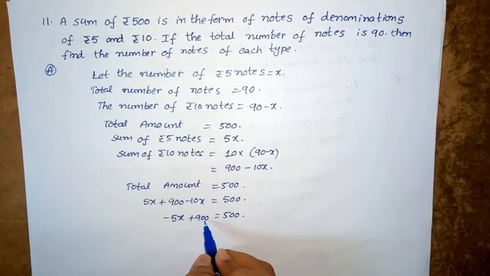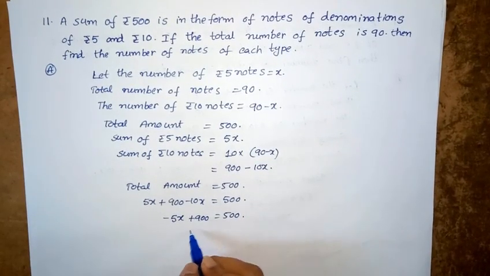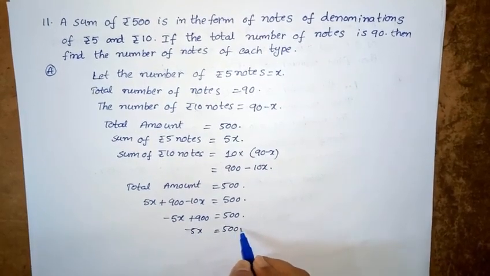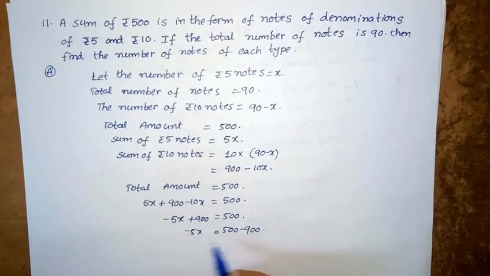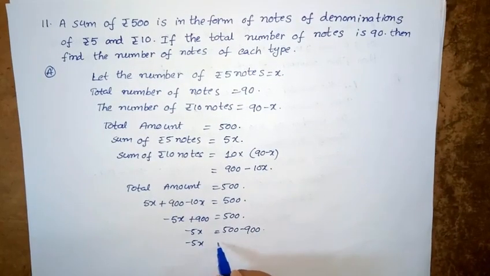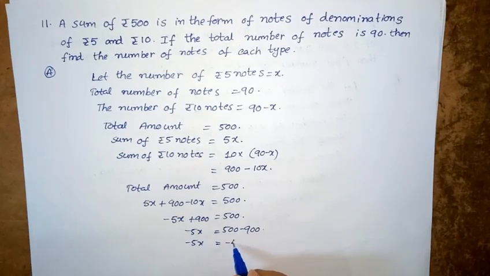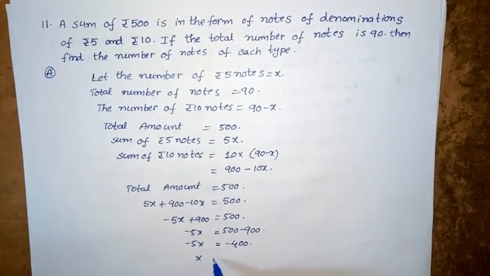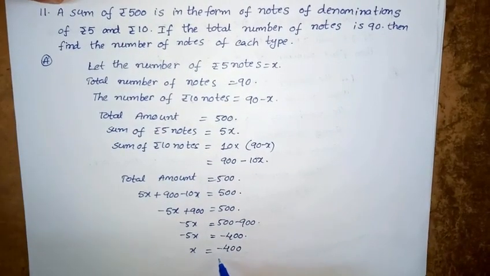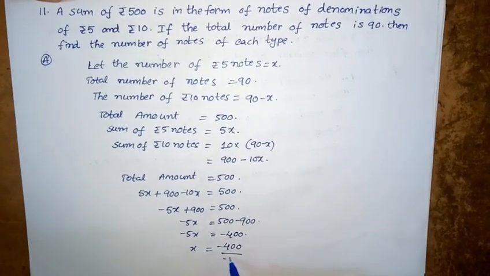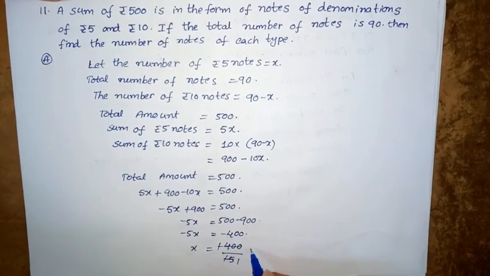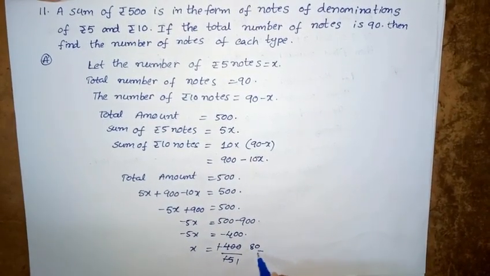900 moves to the right side as minus 900, so minus 5x is equal to 500 minus 900, which is equal to minus 400. So find the x value. x is equal to minus 400 divided by minus 5. The minuses cancel, 5 eights are 40, so x is equal to 80.